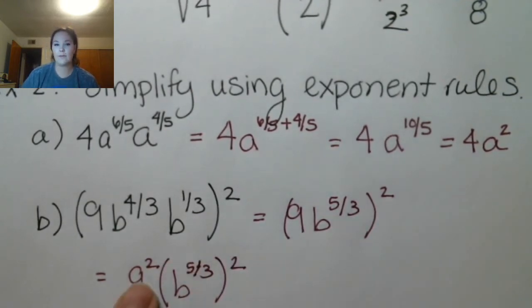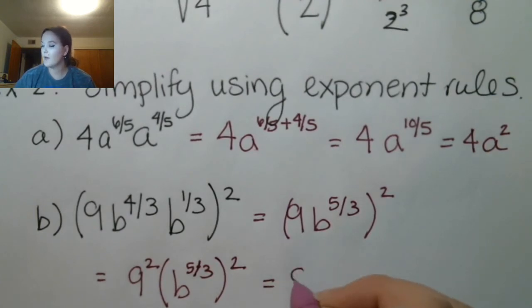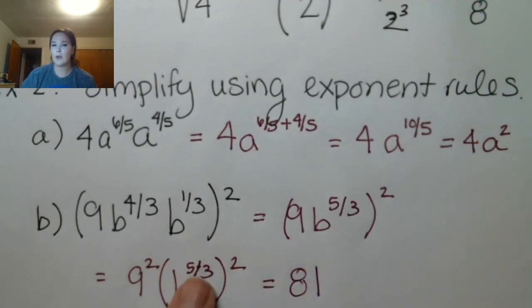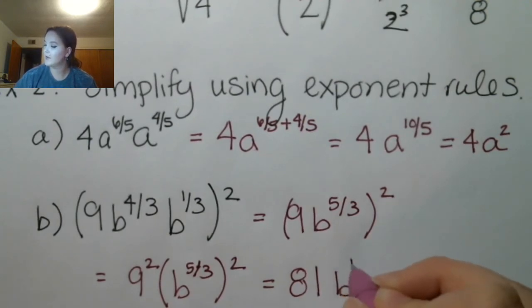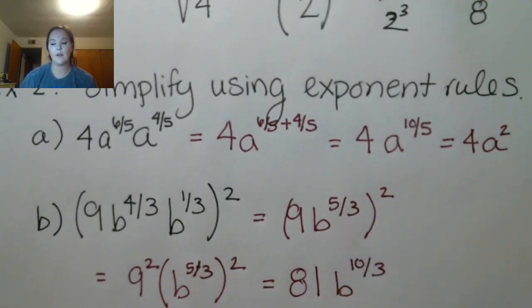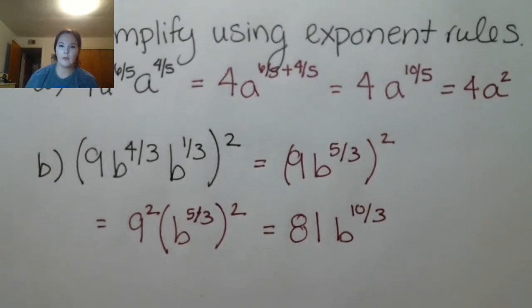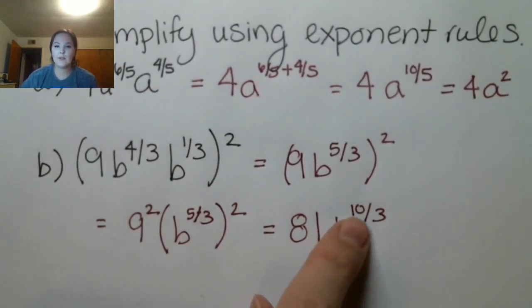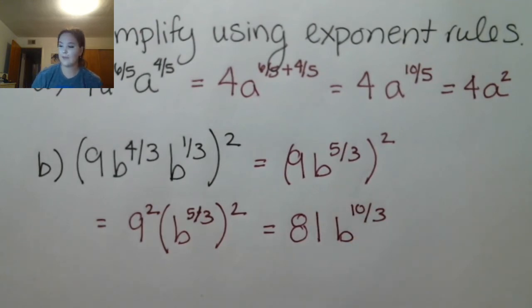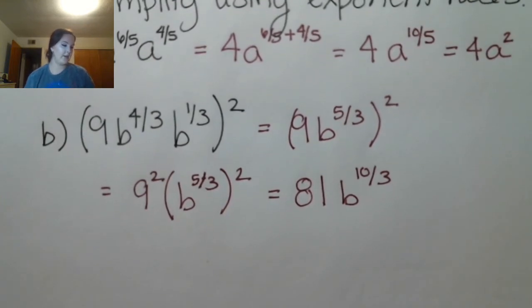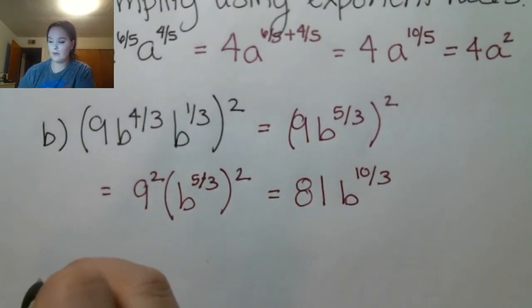So 9 squared is 81. And when I multiply these exponents, I'm going to get 10 over 3, okay? I don't have to worry about simplifying this one because 10 over 3 doesn't simplify, okay? All right, let's look at another example.